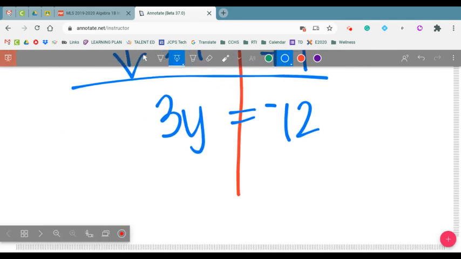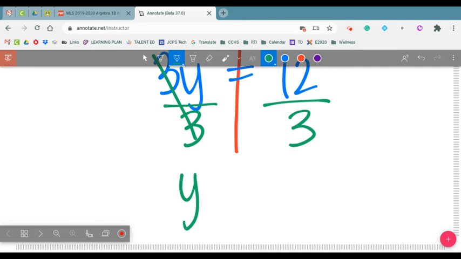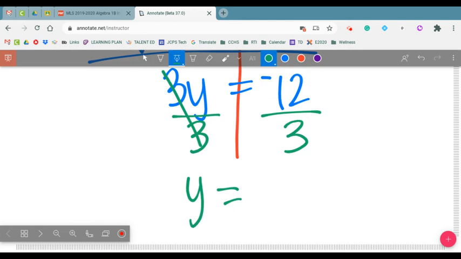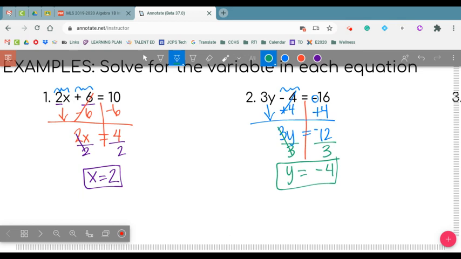And then my last step is I need to get y by itself. Y is not by itself because of that 3, which is being held to the y by multiplication. So I need to do the opposite of multiplication, which is division. I cannot just do it to one side. I have to do it to both sides. My 3's cancel, and I'm left with y equals 12 divided by 3, which is going to give us 4. And that is my final answer.